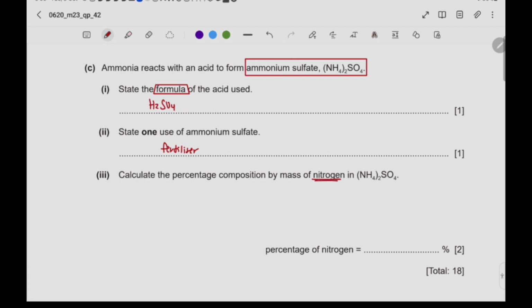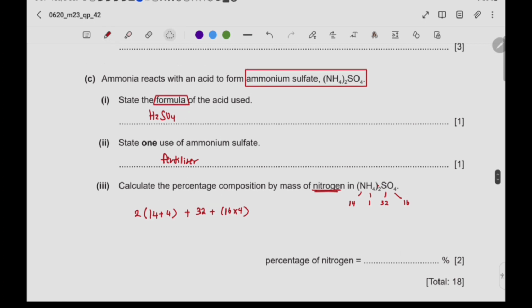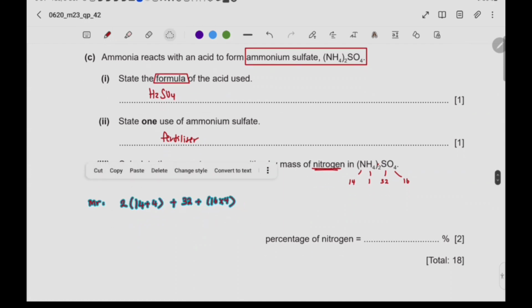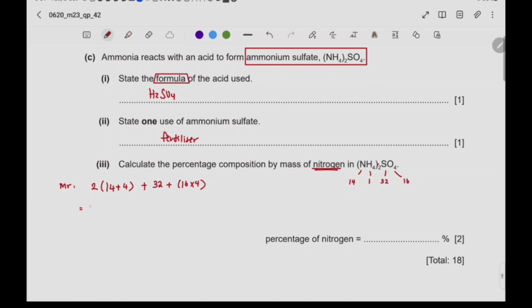Okay, so percentage composition of the nitrogen. You have to go to your periodic table and find out their mass. But I already memorized. Nitrogen is 14, hydrogen is 1, sulfur is I think 32. Oxygen is 16. So basically 14 plus 4 times 1, times 2 because there's a bracket there, right? Plus 32 plus 16 times 4. So this is the total Mr. Put it at the bottom, and this is the Mr. You should be able to calculate the Mr as 132.